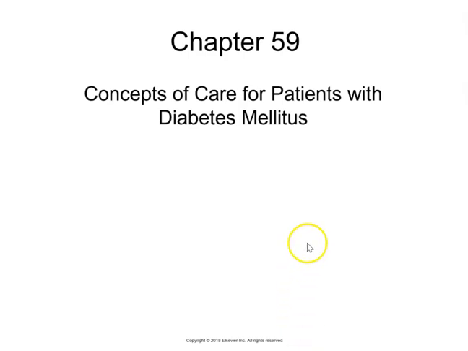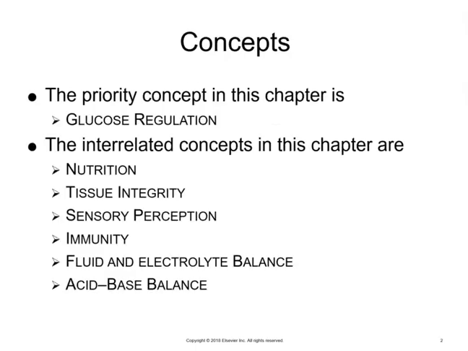Chapter 59, Concepts of Care for Clients with Diabetes Mellitus. The priority concept in this chapter is glucose regulation. The interrelated concepts in this chapter are nutrition, tissue integrity, sensory perception, immunity, fluid and electrolyte balance, and acid-base balance.